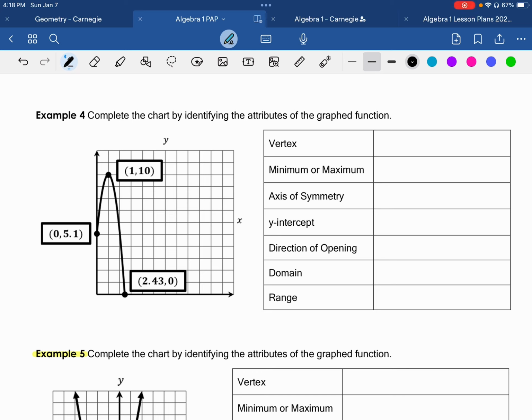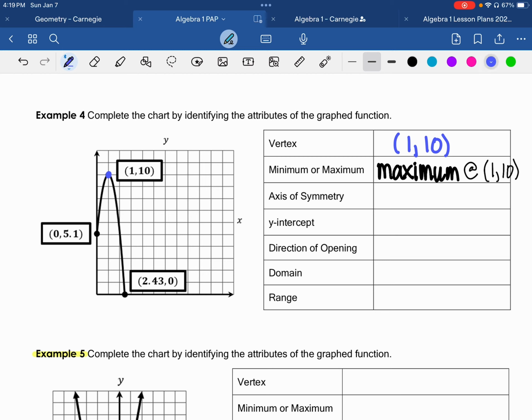Notice this one does not have arrows at the end. Notice it starts here and it stops there. There are no arrows on it like you saw in example 2. The vertex will still be this point right here, which has already been labeled for us as 1, 10. As I can see, it is a maximum. And of course, if you just want to write the word max for maximum, that is okay with me. It is at the point where my vertex is.